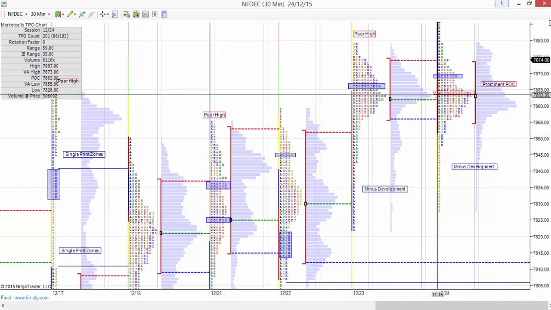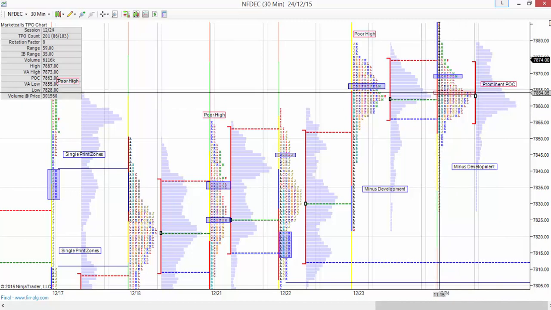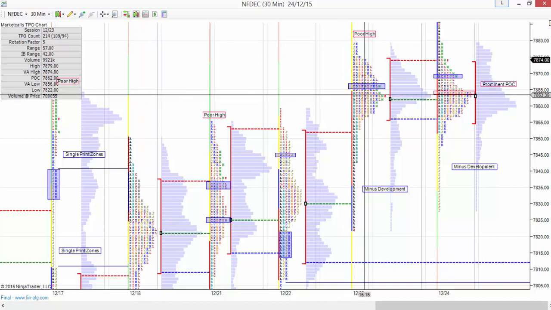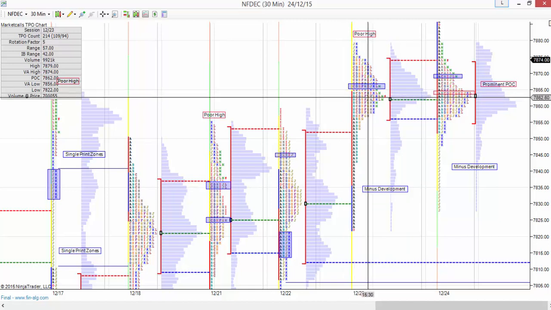A prominent POC is something like the most visited zone. For example, if you look at this particular prominent POC level, it has 1, 2, 3, 4, 5, 6, 7, 8, 9, 10, 11, 12 times the price revisited at 7864. So if the price is revisiting around 10 or more than 10 TPOs, I'll call it a prominent POC. If you look, there is yet another prominent POC on the 23rd of December, with 3, 4, 5, 6, 7, 8, 9, 10, 11. So we have another prominent POC.